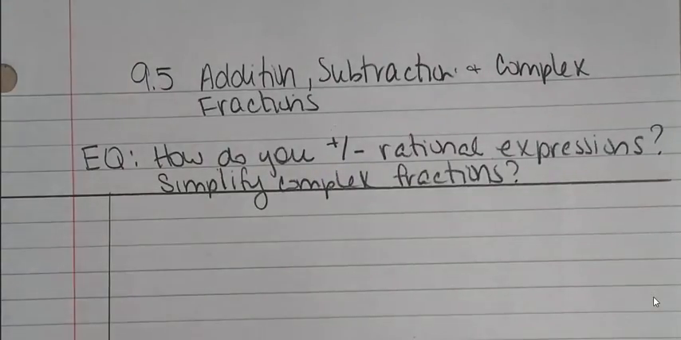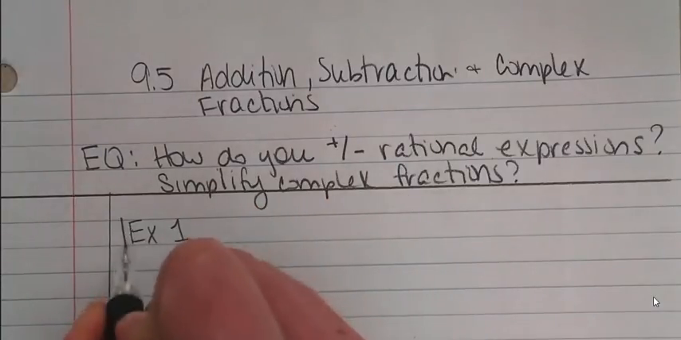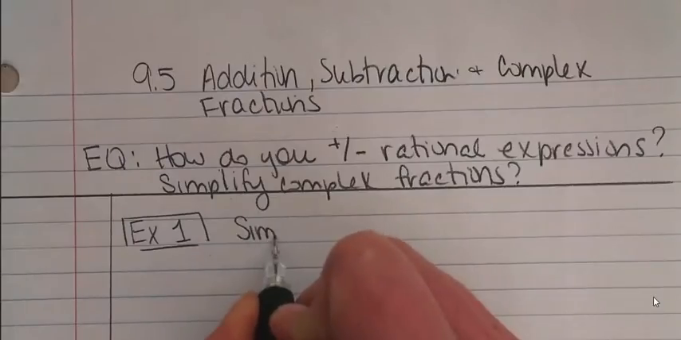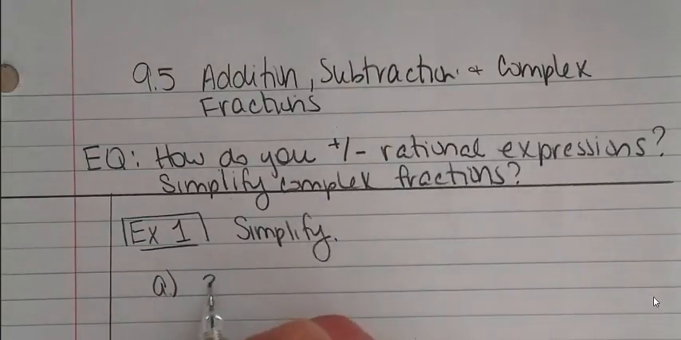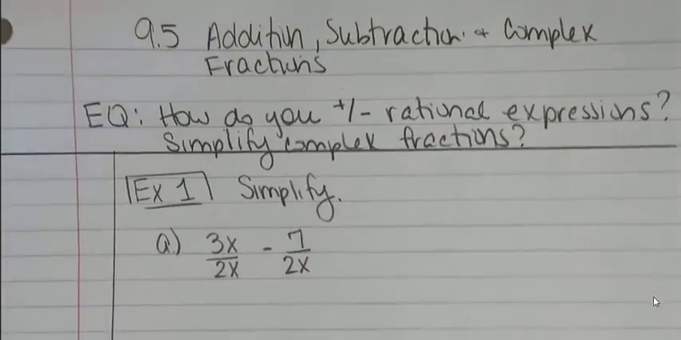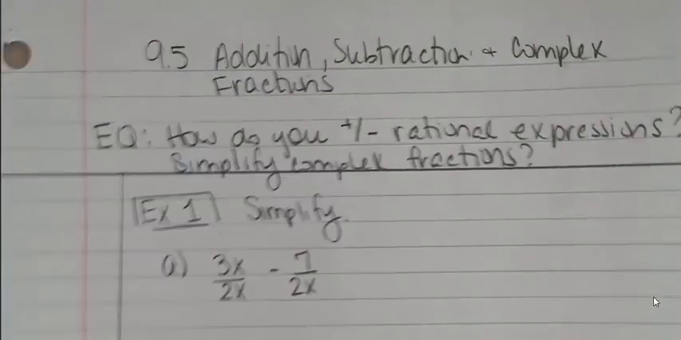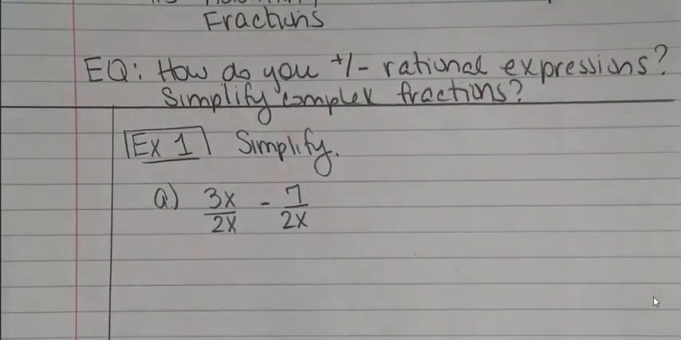All right, so our first example is going to be a rather simple one. And the directions are just to simplify. So we are going to have 3x over 2x minus 7 over 2x. So hopefully you remember with adding and subtracting fractions, the only way that you can do that is if you have like denominators. And in this case, I do have like denominators. However, my numerators don't have like terms.